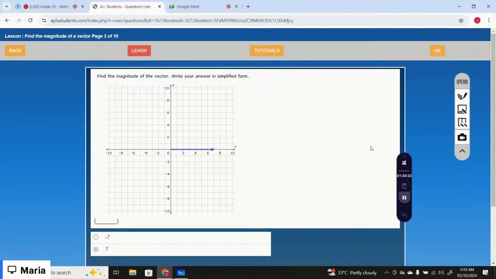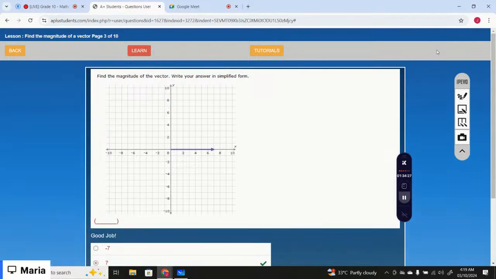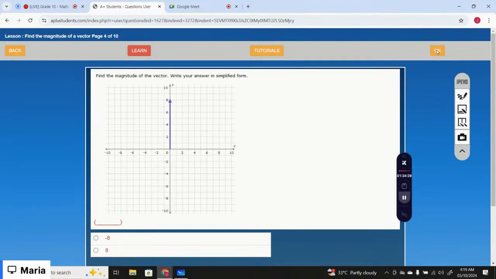So as I've already told you, the magnitude is the absolute value of the y coordinates, right? So that is always a positive value. Got it? Okay, find the magnitude of the vector. Write your answer in simplified form. So which is the correct option?